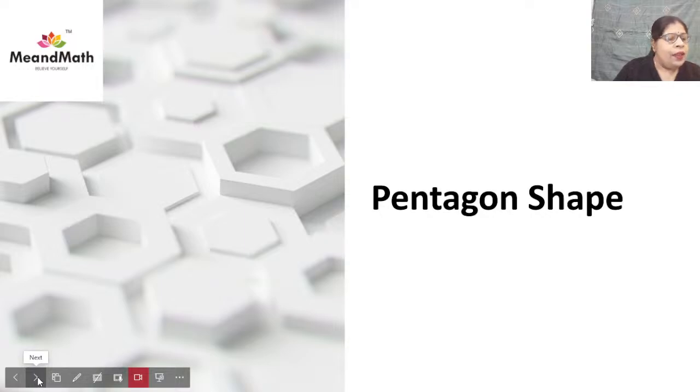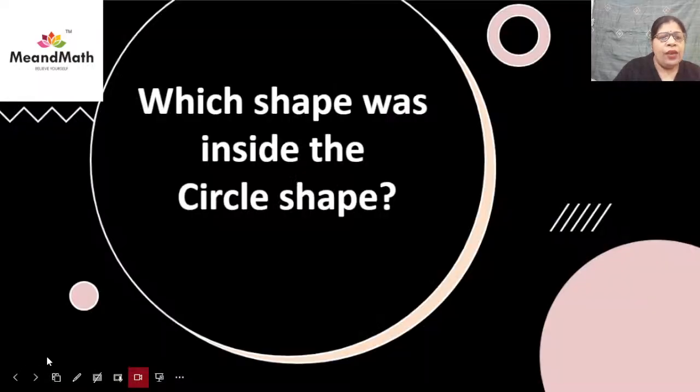Anyways, let's move on to our next question. Which shape was inside the circle shape? Who is going to try out first? Which shape was inside the circle shape?